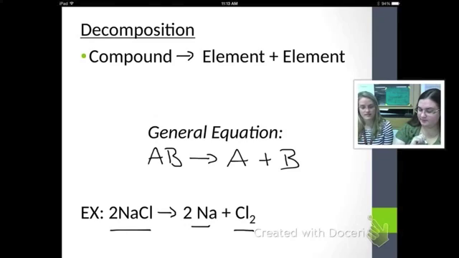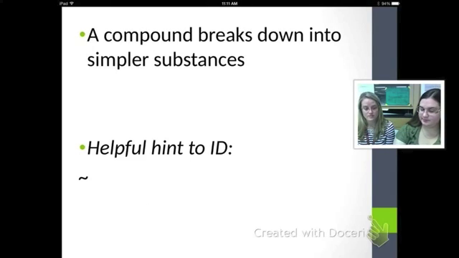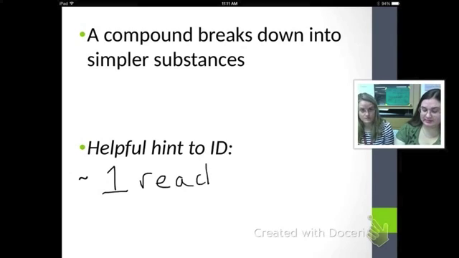Alright, so it looks like in our example equation, we have sodium chloride, that's one substance, breaking down into 2 simpler substances, sodium and chlorine. Ta-da! Right, again, we're going to move to the left of your decomposition box to fill out this one. Our general definition for decomposition is that a compound breaks into simpler substances. Similar to what you'd think of for decomposition. Pretty straightforward. So, helpful hint. On synthesis, we had one product. For decomposition, we had one reactant.